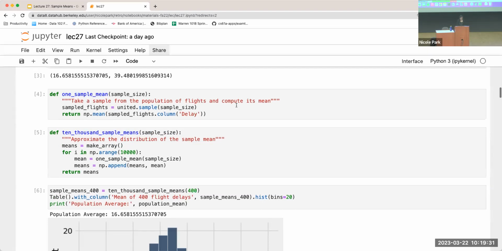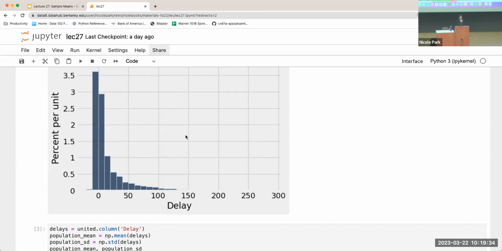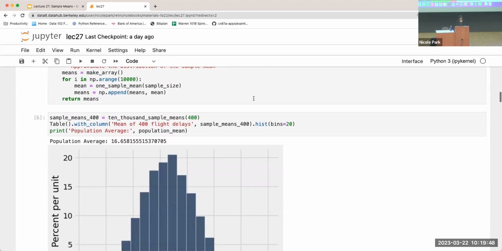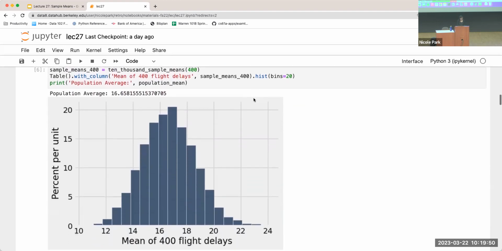Take a sample from the population of flights. In this case, what we're considering as the population is the United Airlines delayed flights table. So that's what we're considering as our population, and we are sampling from that population. Okay, going to the example.